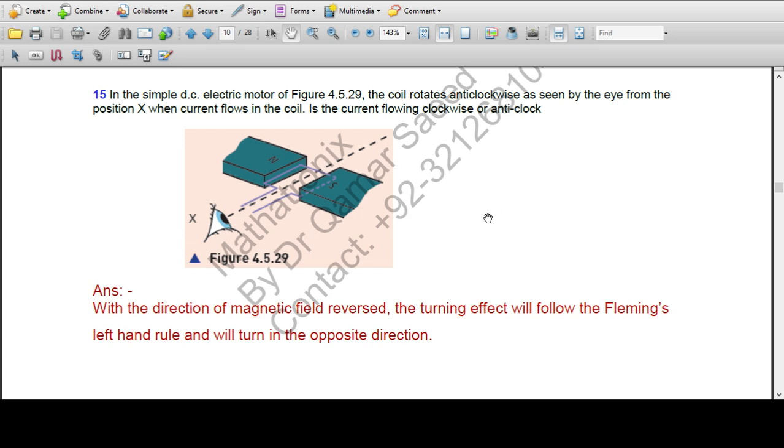Just place your left hand and the first finger will show the field direction, the second finger the current direction, and the thumb will show the force or turning direction.